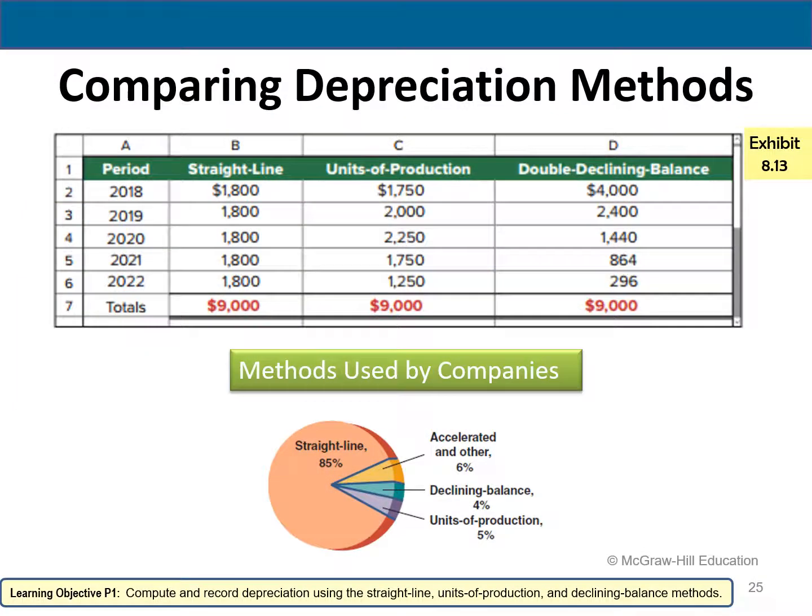All right, so comparing depreciation methods. Straight line depreciation is most widely used among all companies. There are companies that will use those other methods. So it's important that we understand how to calculate them. Okay.